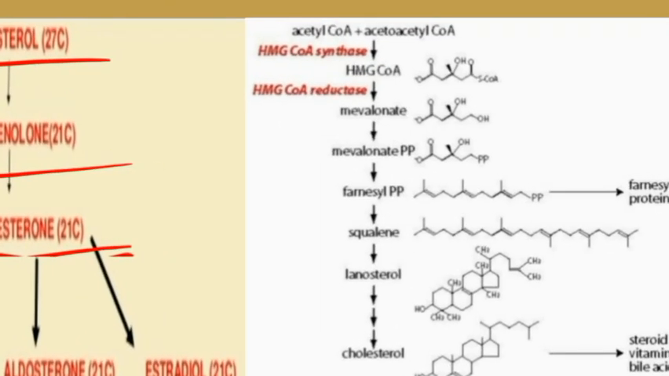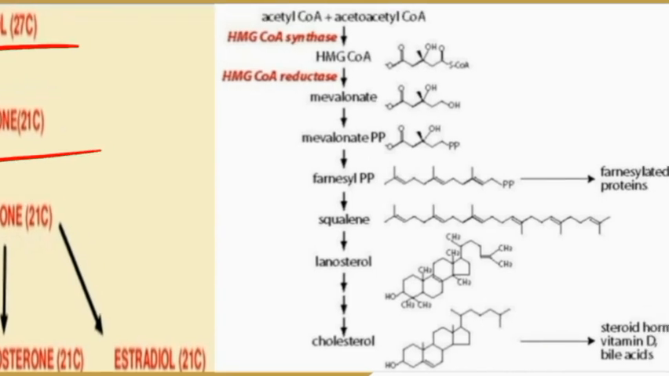acetyl-CoA is converted into acetoacetyl-CoA. All these reactions we discussed in the biosynthesis of cholesterol. By these, from the acetyl-CoA, cholesterol is formed, and from the cholesterol, steroid hormones are formed, or vitamin D or bile acids are formed.